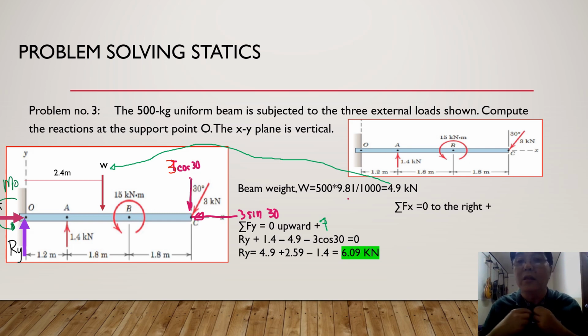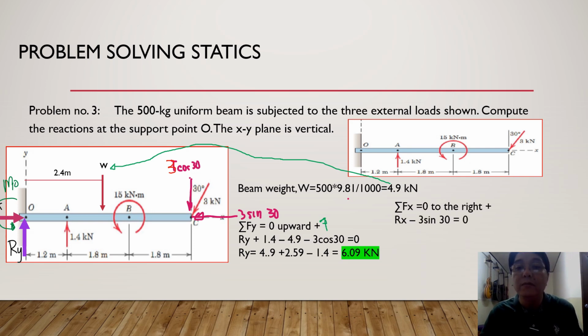Okay. Therefore, this one is to the right. To the right will be positive. Yun yung ating convention. What are the forces acting to the right? The force that is acting to the right is the reaction at R_O_B. That is the only force acting to the right. And the other one is the load, which is subtended by this 3 kilonewton.